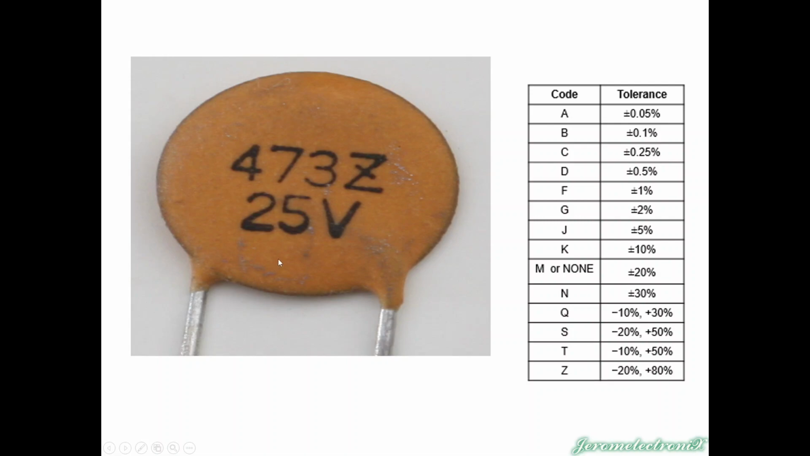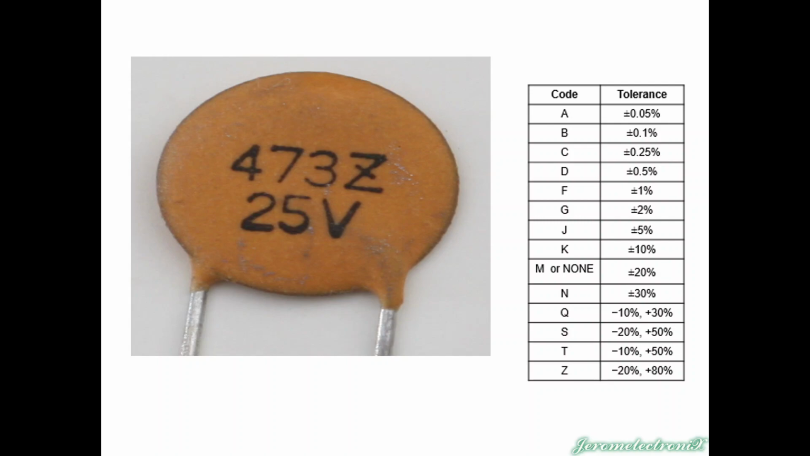What does this 25V mean? This 25V means that if you give this thing more than 25 volts, you're going to toast it, fry it, kill it, let the smoke out. It's no longer useful. It will expire if you give it more than 25 volts.